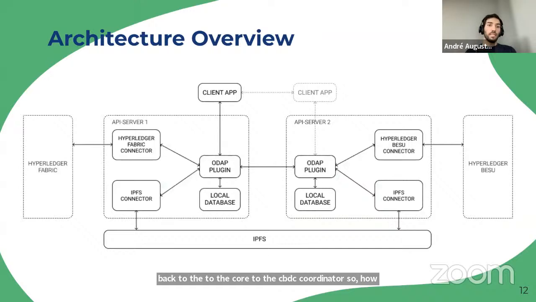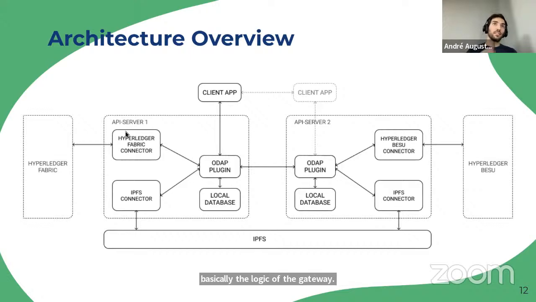This is mainly the architecture overview of the thing. We have two API servers, as we have been seeing in the other examples. We can create API servers and connect different plugins there. And basically, the endpoints that are exposed by those plugins will also be exposed to the exterior. And so we have the ODAP plugin, which is basically the logic of the gateway.